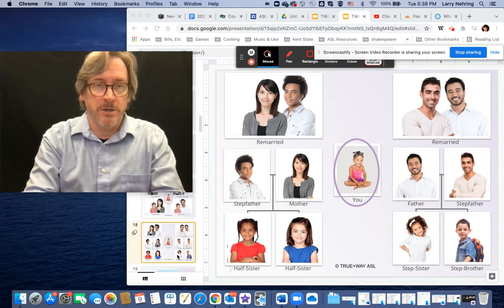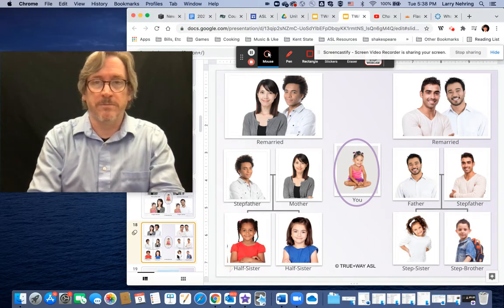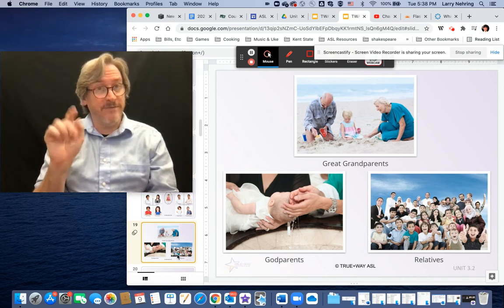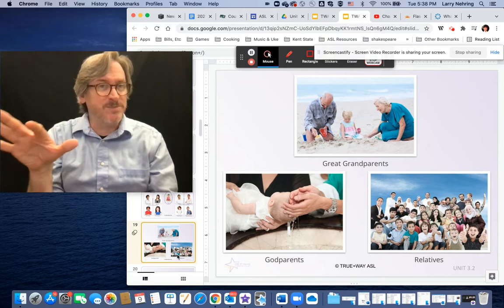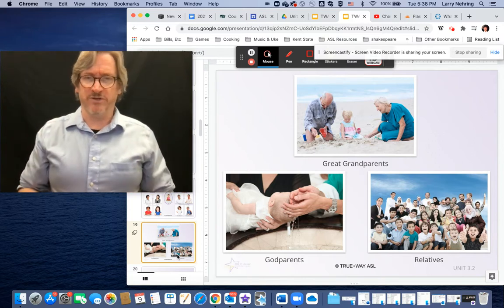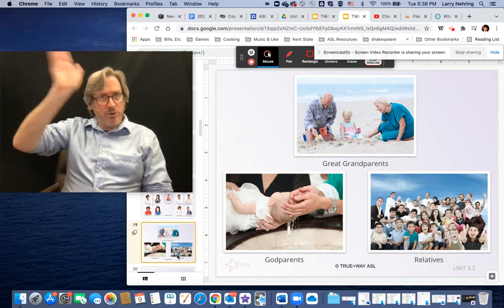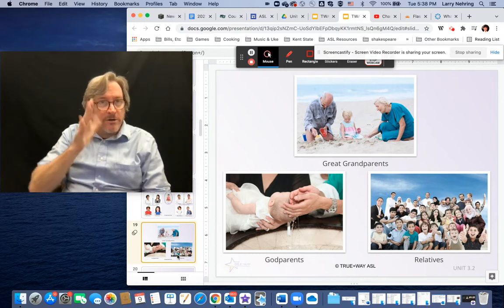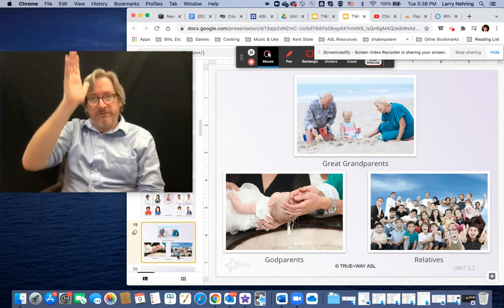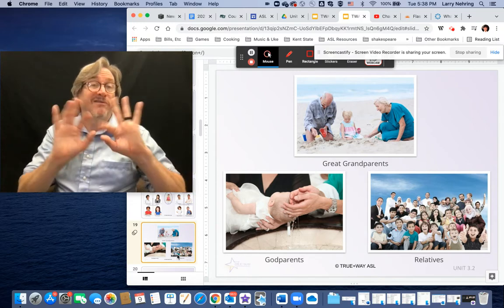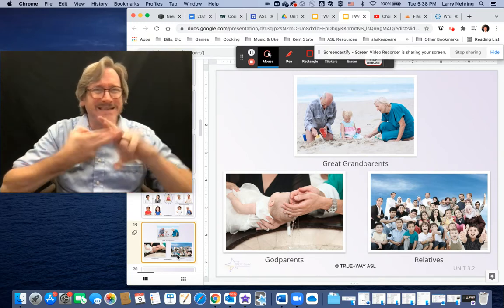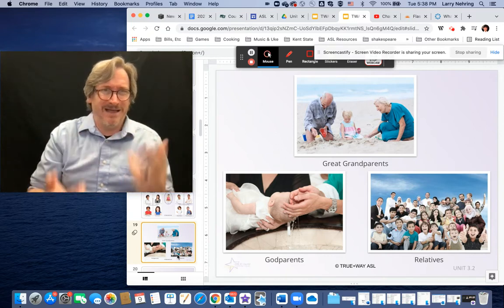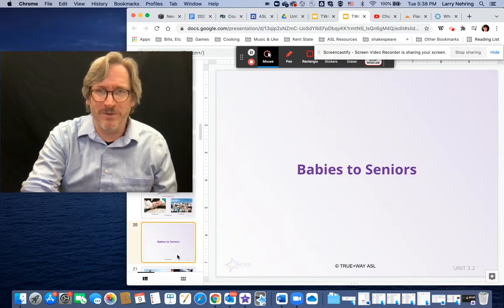Oops. You're not going to let me go. Let's talk about great grandparents. Great, and then grandmother, grandfather. So fingerspell great. That's the most contemporary way of doing it. God. So God is like father, but it comes from above. God parents, godmother, godfather. You got godfather. Relatives, family. I tend not to sign relatives. I sign family. I don't like that one, and it's sort of falling out of favor with people.